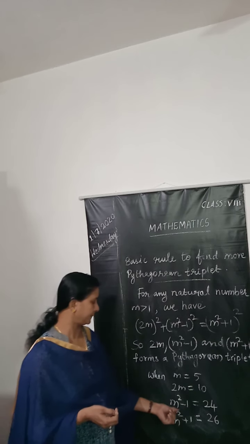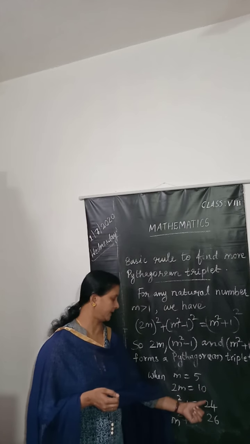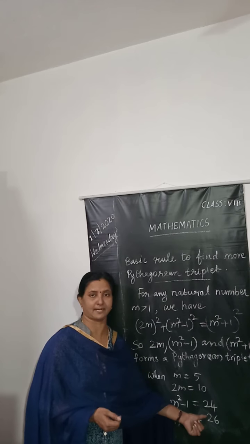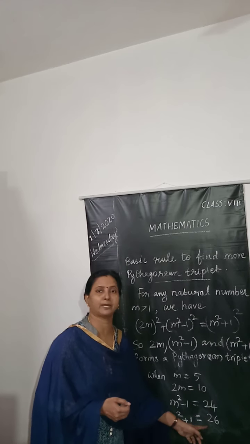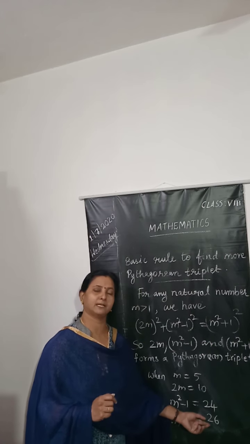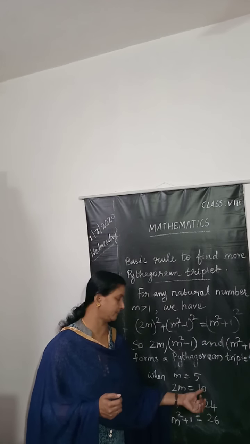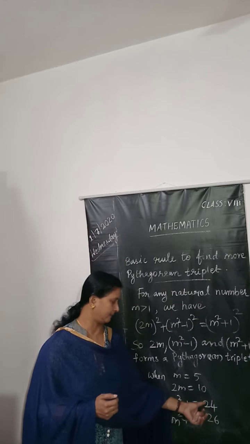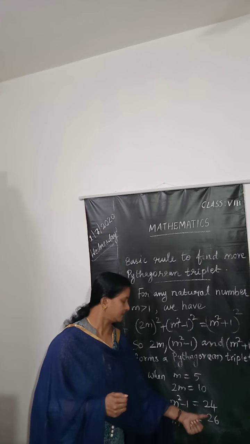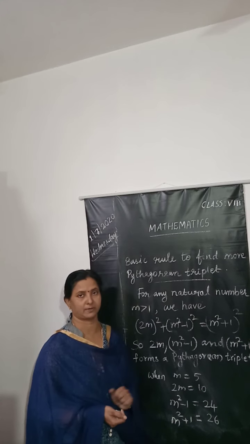You can check it. 10 square is 100. When you add 10 square and 24 square, you will get 26 square as the answer. Among 10, 24 and 26, the bigger number is 26. So the square of that bigger number will always be the sum of the squares of the remaining two numbers. That is, here 26 is the greater number, so 26 square will be equal to 10 square plus 24 square.